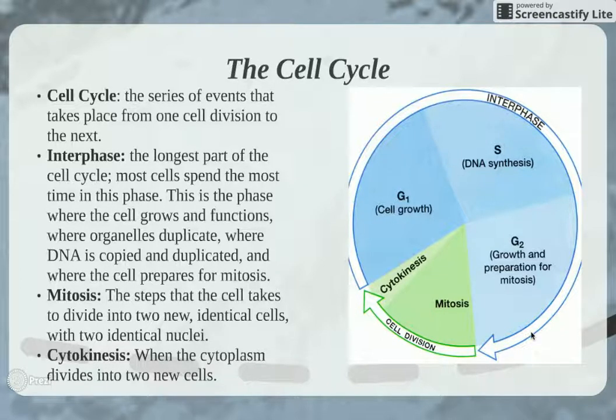This is the phase where the cell grows and functions, where organelles duplicate, where DNA is copied and duplicated, and where the cell prepares for mitosis. Mitosis, this small section of the cell cycle, is simply the steps or phases that the cell takes to divide into two new identical cells with two identical nuclei. Nuclei, by the way, is the plural for nucleus. Cytokinesis is the final section of the cell cycle, and that's when the cytoplasm divides into two new cells. Here's the small section of cytokinesis.